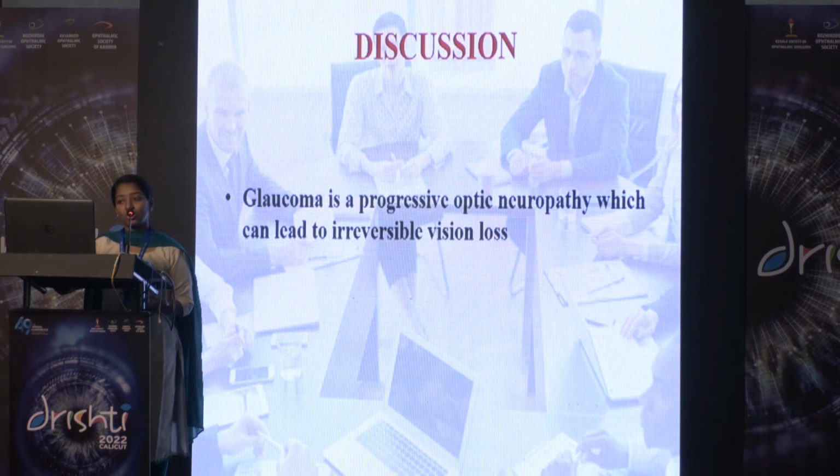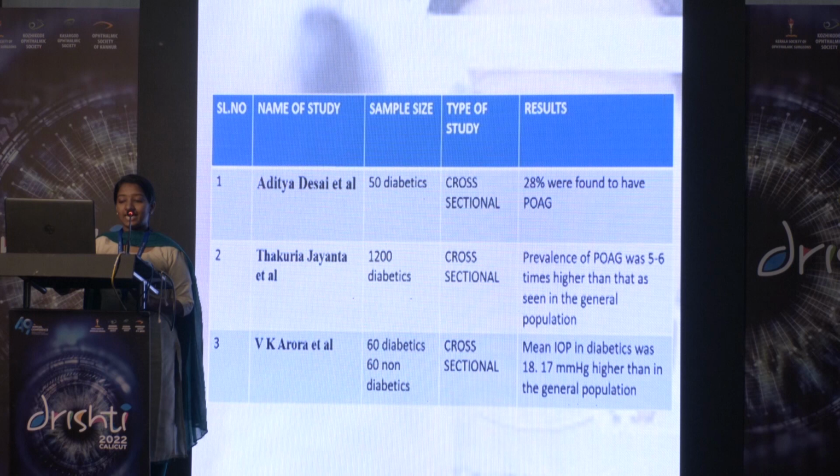In the discussion, glaucoma is a progressive optic neuropathy which can lead to irreversible vision loss. Some similar studies, like Aditya Desai et al., which included 50 diabetics in a cross-sectional study, concluded that 28% were found to have primary open angle glaucoma. Another study, Thakuria Jayandal et al., which included 1200 diabetics, also cross-sectional, concluded that prevalence of primary open angle glaucoma was 5 to 6 times higher than in the general population. Another study, VK Arora et al., concluded that the mean IOP in diabetes was 18.17 millimeters of mercury, higher than the general population.